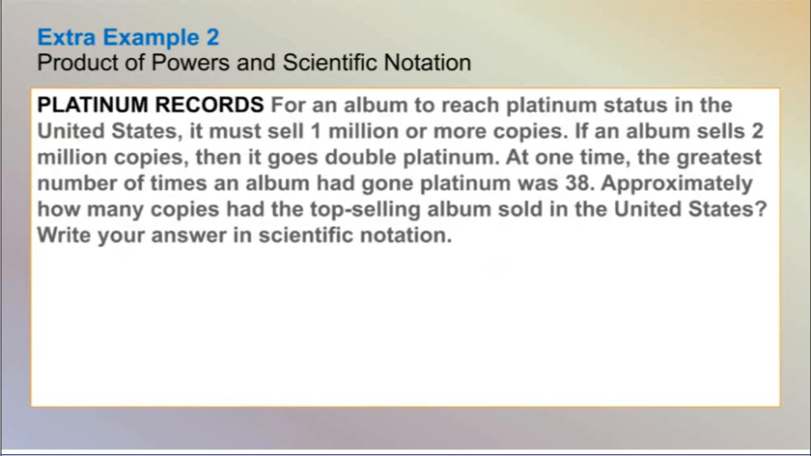Next question. For an album to reach platinum status in the United States, it must sell 1 million or more copies. If an album sells 2 million copies, then it goes double platinum. At one time, the greatest number of times an album had gone platinum was 38. Approximately how many copies have the top selling albums sold in the US? Write your answer in scientific notation.